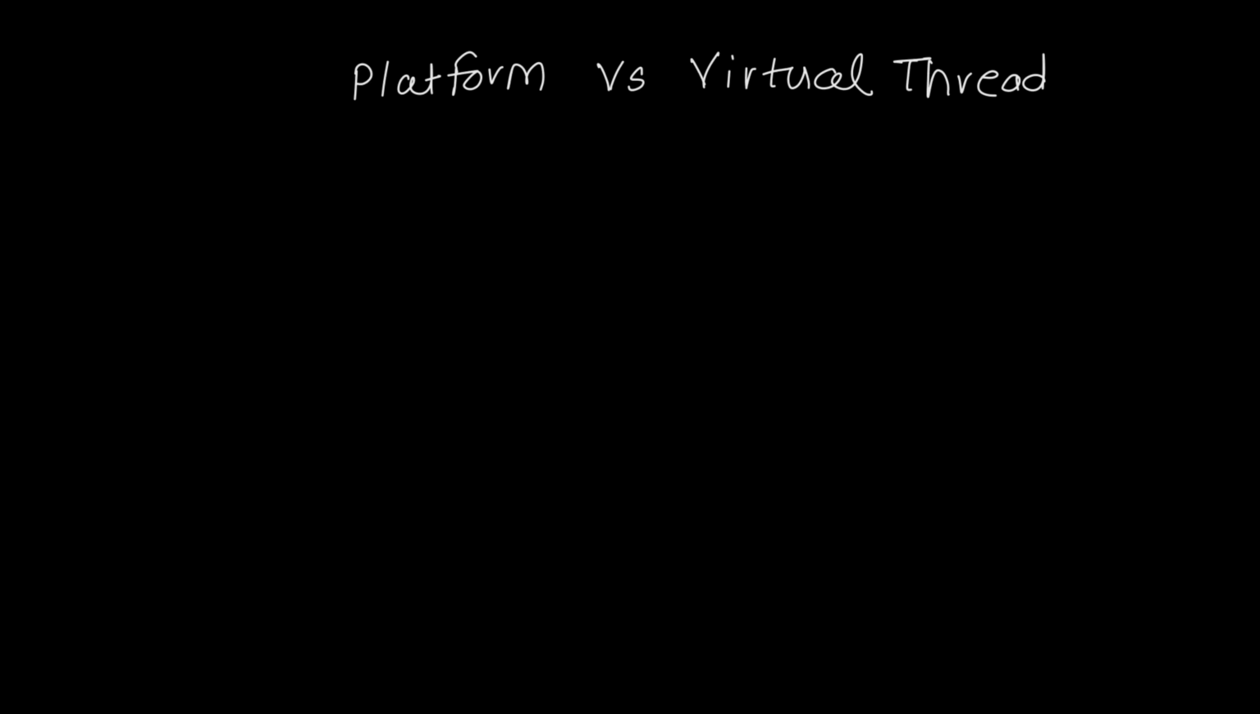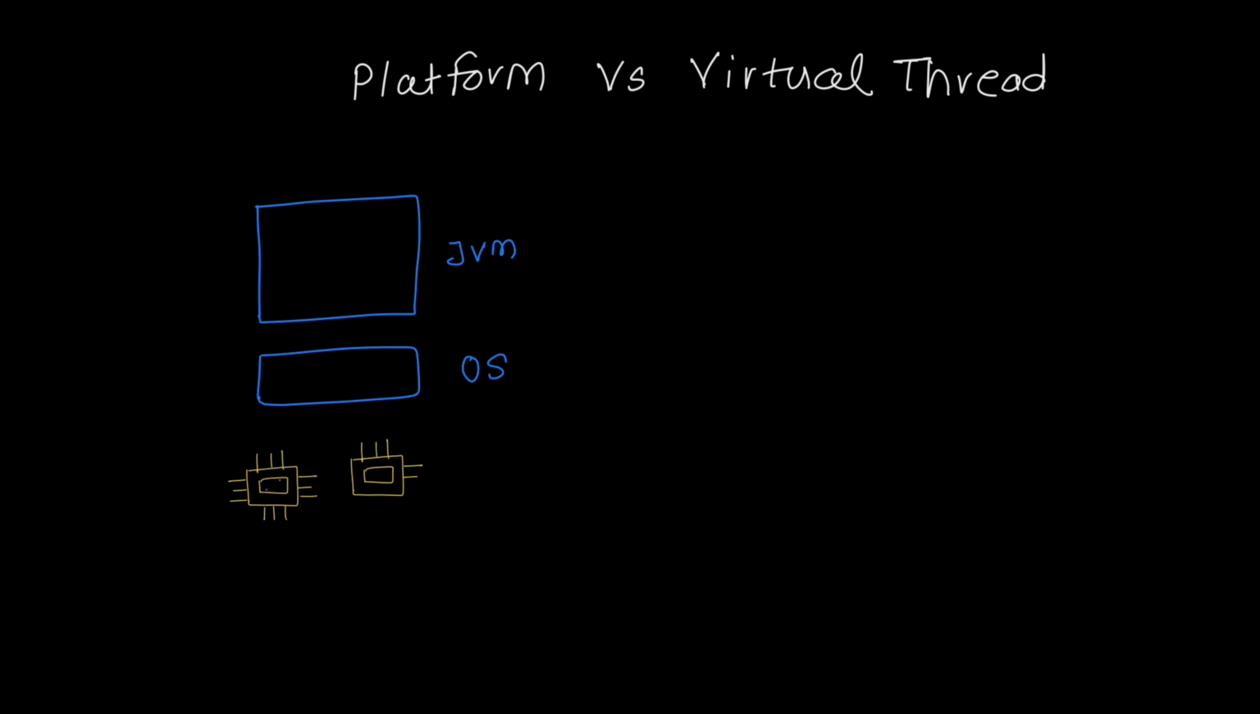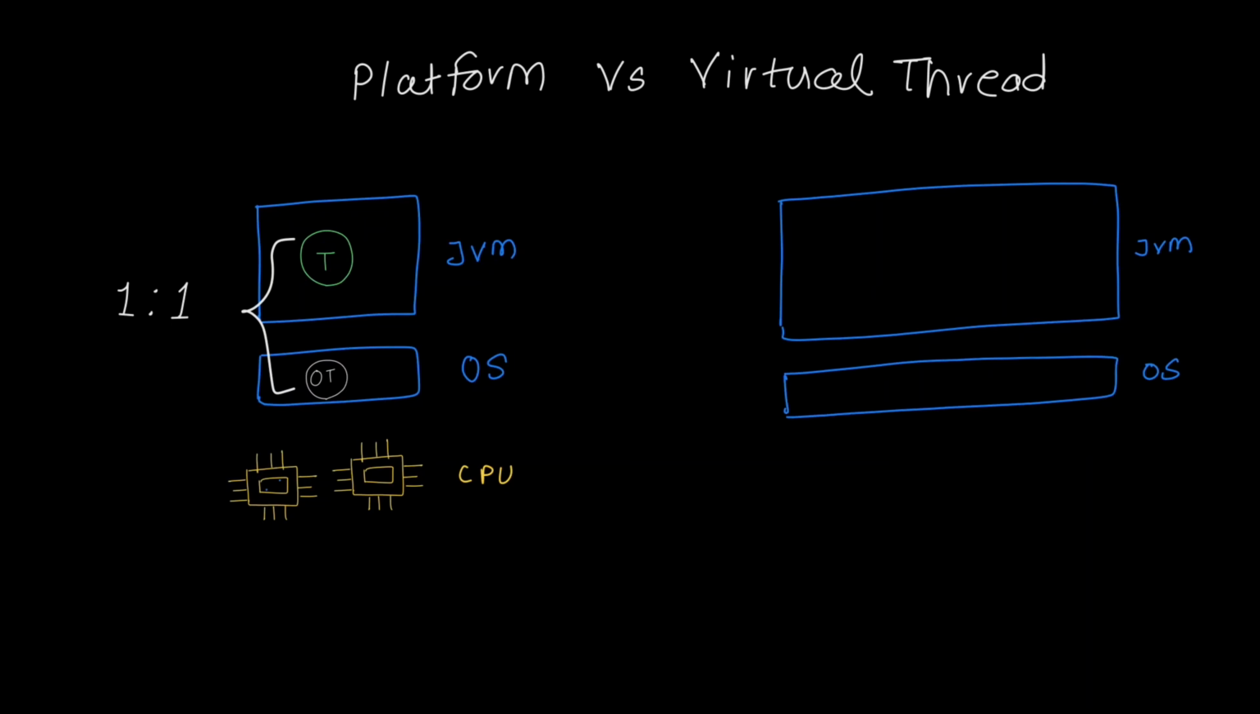Now let's look at how virtual threads solve this problem. So let's compare them with platform threads first. As we have seen, platform threads are created and they are mapped one-to-one to OS threads. And this is the problem. Now let's see how this is solved in virtual threads. Virtual threads are created in the JVM, so they do not have a direct link with OS threads, and that is where the magic happens. Because virtual threads are not associated with OS threads, we can create many of them.